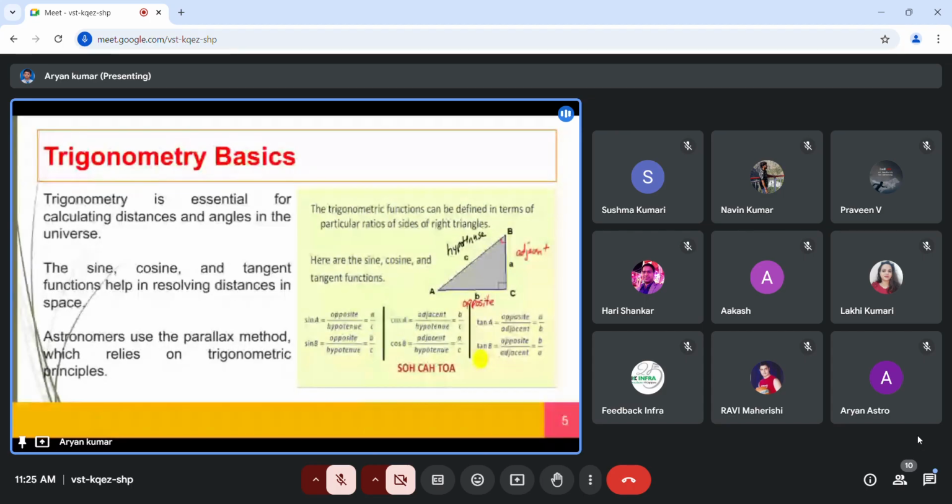Some applications would be triangulation, which is just a method of measuring distance to nearby stars using the parallax method, and orbital mechanics, calculating orbital elements. As you know, there is a fear of an asteroid or comet colliding with Earth, so it is used for tracking and predicting the positions of planets, stars, asteroids, etc.